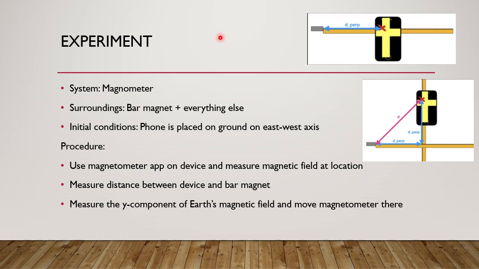So the procedure. Firstly, we're going to use the magnetometer app on a device and measure the magnetic field at the location. Two, we're going to measure the distance between the device and the bar magnet. And three, we're going to measure the y component of Earth's magnetic field and move the magnetometer there.